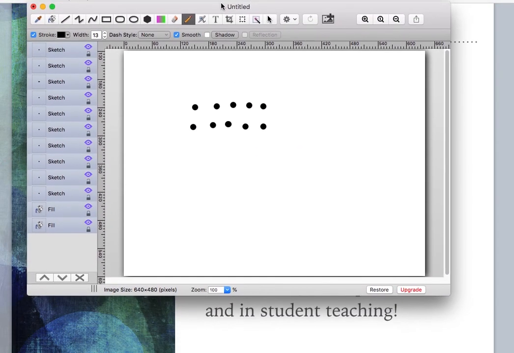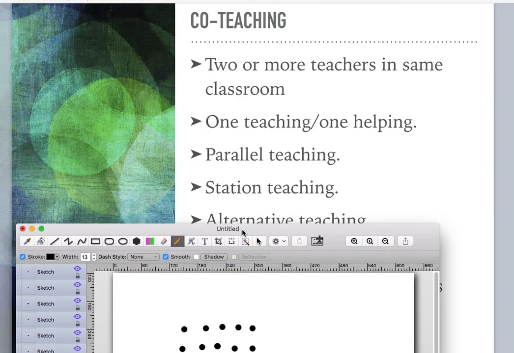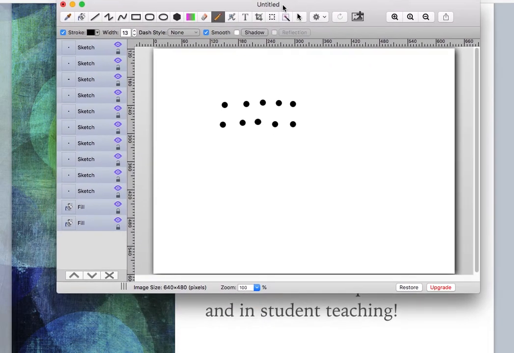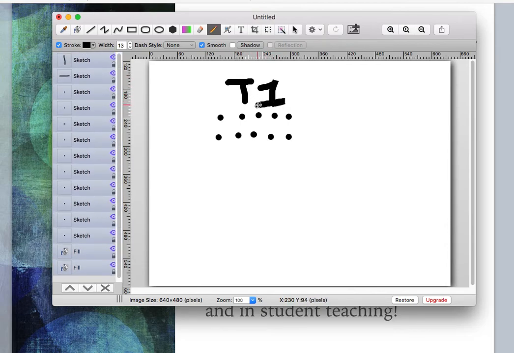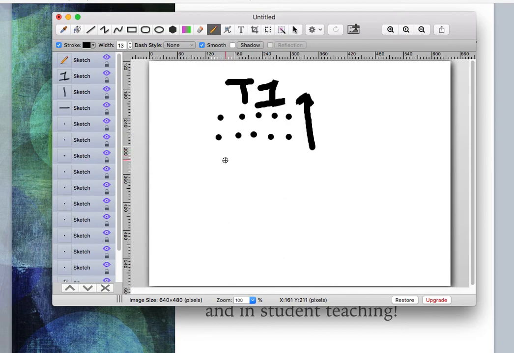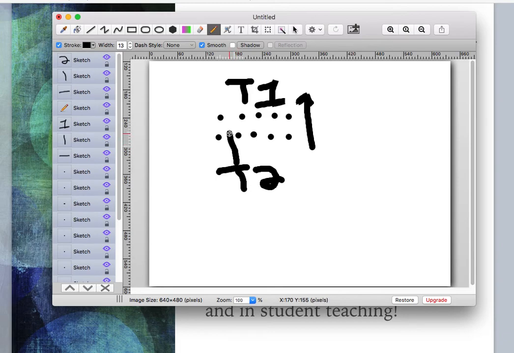So I have my little paint program right here pulled up, and I have some students here as desks. And the first thing that we're going to be looking at is the one teaching, one helping. So let's just say that we have this class of people up here, and teacher 1, we're going to denote with T1, is going to be in the front, and all the kids will be looking at teacher 1. And then you're going to have teacher 2, not necessarily in the back, but going wherever they need. Maybe this person needs some help. Maybe this person up here needs some help. Maybe this person over here needs some help.